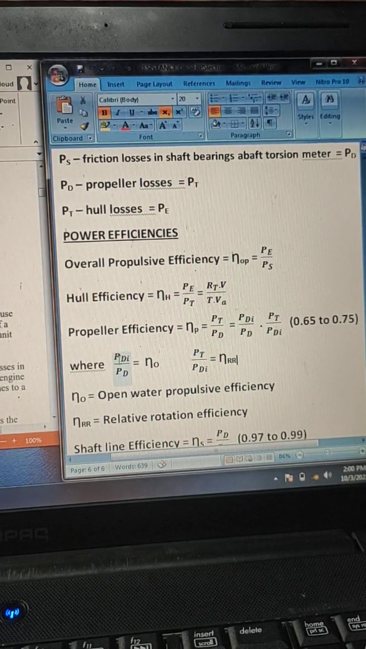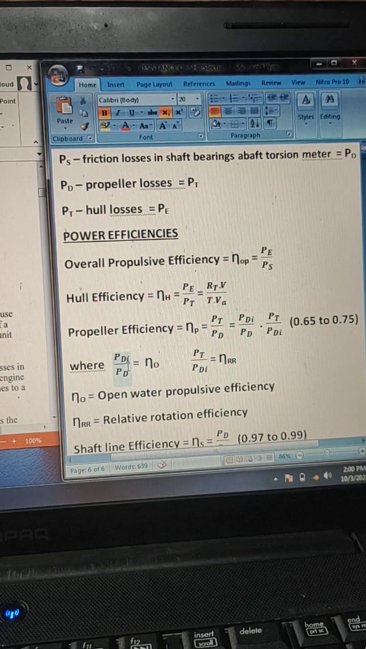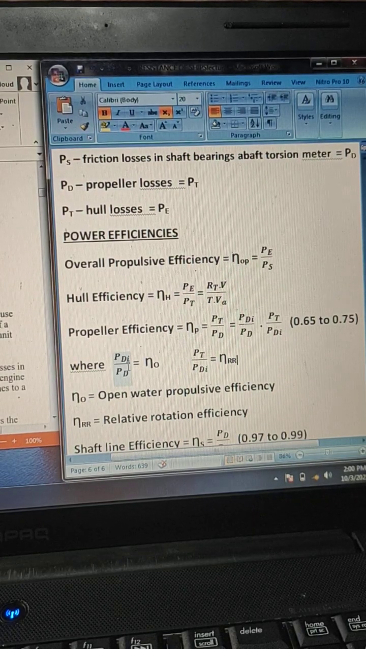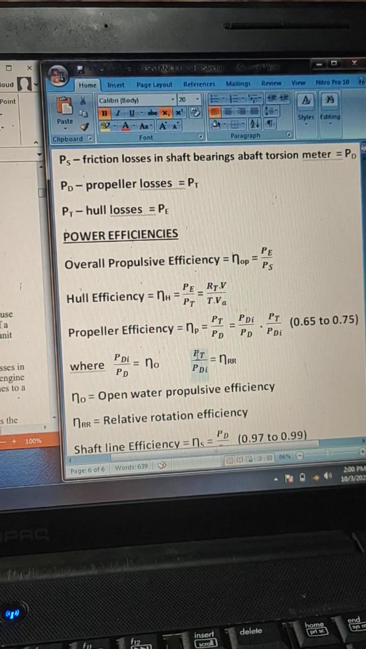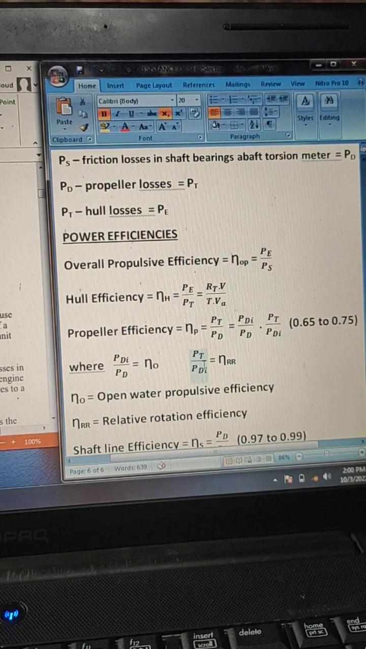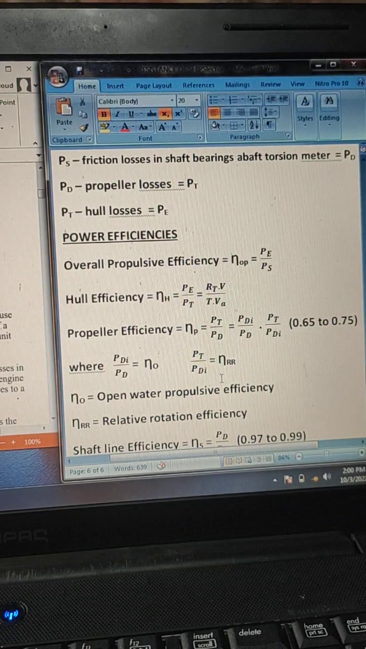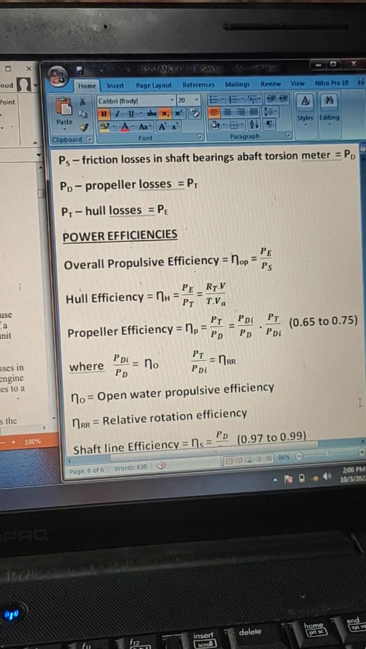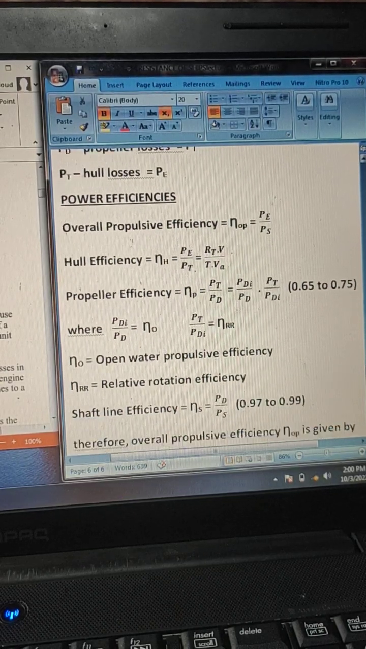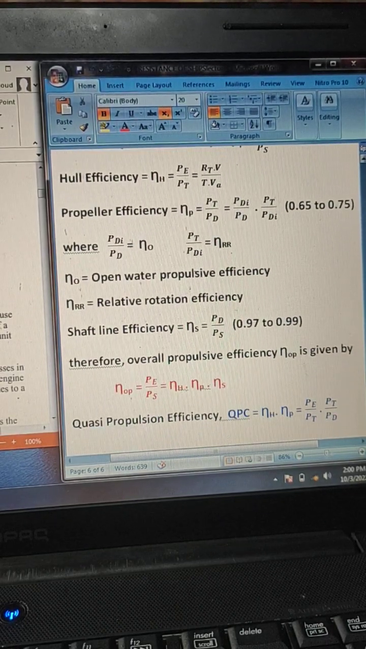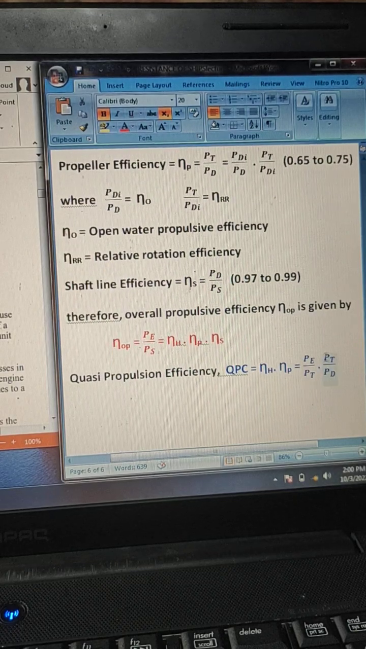Because normally when they are doing propeller tests, they do it in open water. The propeller is as if it is in front of the vessel, so there's no hull before the propeller. But in actual usage, the propeller is always placed at the back, so there is something in between. So this creates this relative rotative efficiency. We have open water propulsive efficiency and relative rotative efficiency therefore.